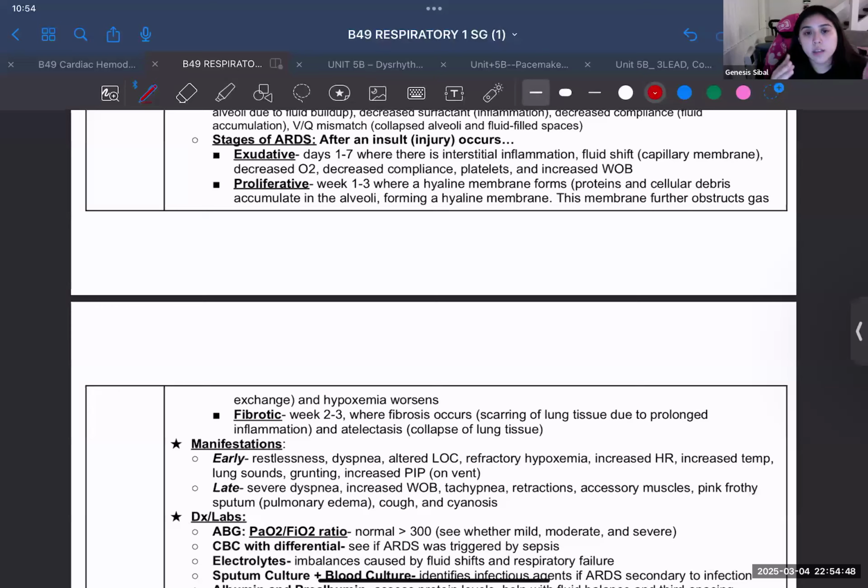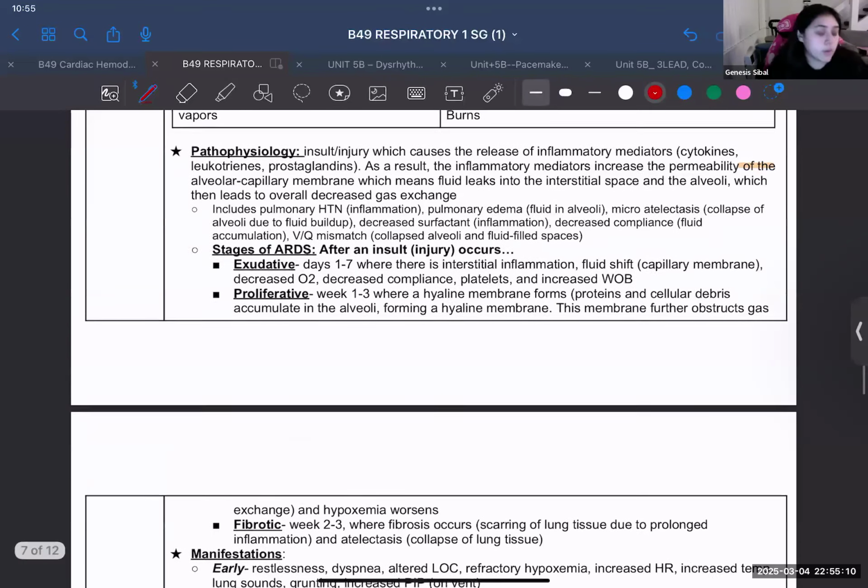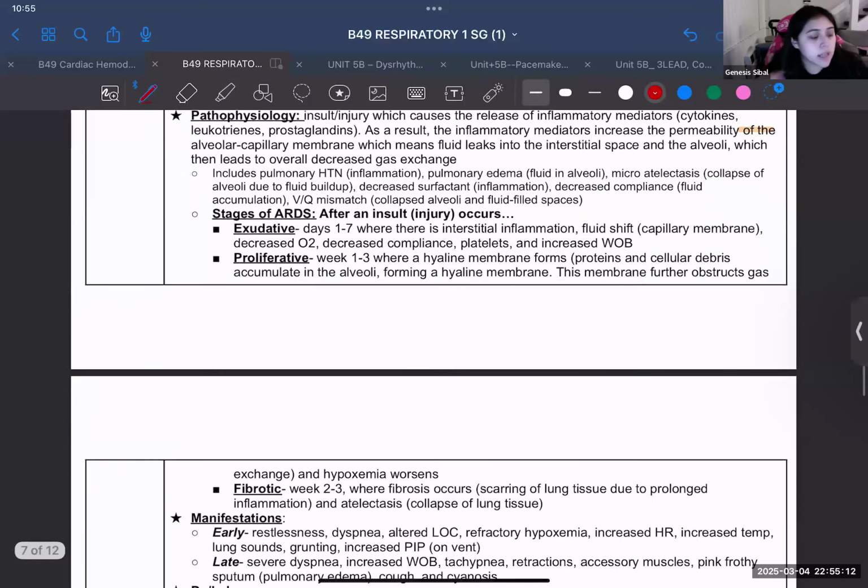This worsens the gas exchange, and then you have more hypoxemia, right? Then fibrotic is the last stage, further on, week 2 to week 3. This is where fibrosis occurs, so scarring of the lung tissue, more prolonged inflammation, and atelectasis, which is where your lungs are collapsing in terms of the tissues. So it makes sense when you think about it.